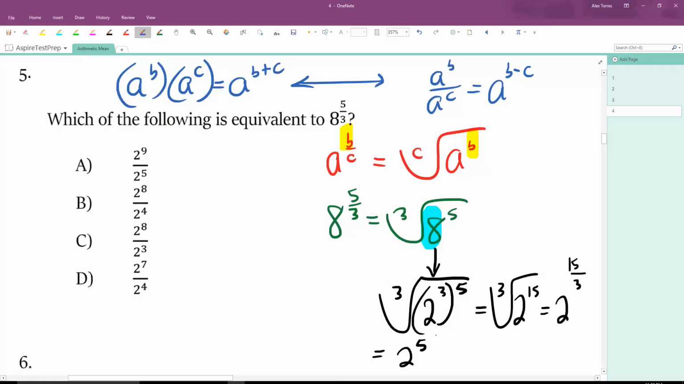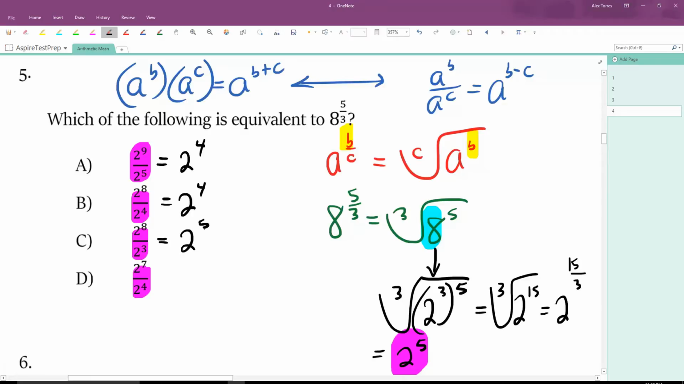So we're looking for something equivalent to 2 to the 5th power, and all of these are things that we can subtract. So for instance, choice A is 2 to the 9th over 2 to the 5th, so that's 2 to the 4th. Choice B is 8 minus 4, so once again 2 to the 4th. Choice C, 8 minus 3, so that's 2 to the 5th. And choice D is 2 to the 7 minus 4, so 2 to the 3rd. So we were looking for 2 to the 5th, and we have that in choice C.